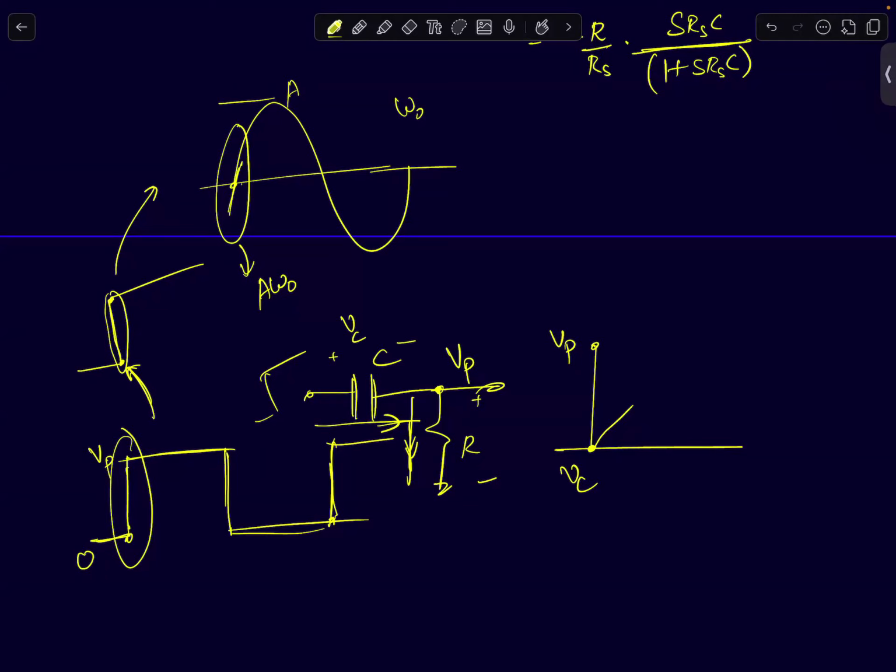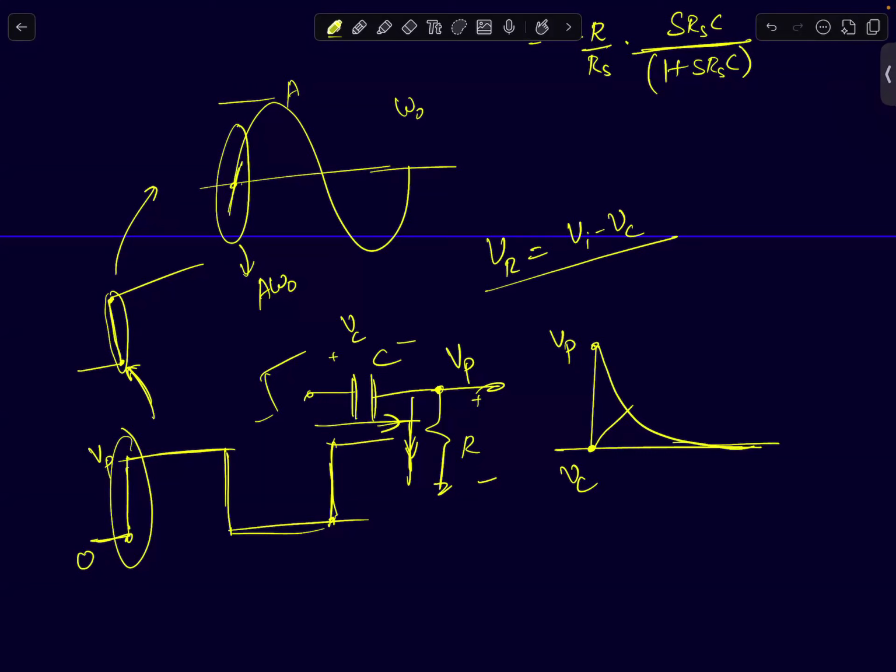As the capacitor voltage starts charging up, the voltage across the resistor is simply what? Input voltage minus the capacitor's voltage. So the voltage across the resistor will decrease. So this is what will happen. It will decrease like this.